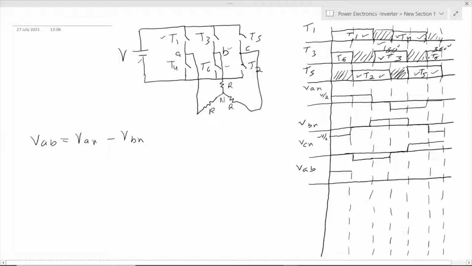And then in the next cycle, it will be plus V by 2. Then it is minus V by 2, okay, minus V by 2. Then again it is plus V, then again minus V, and it goes on like this.